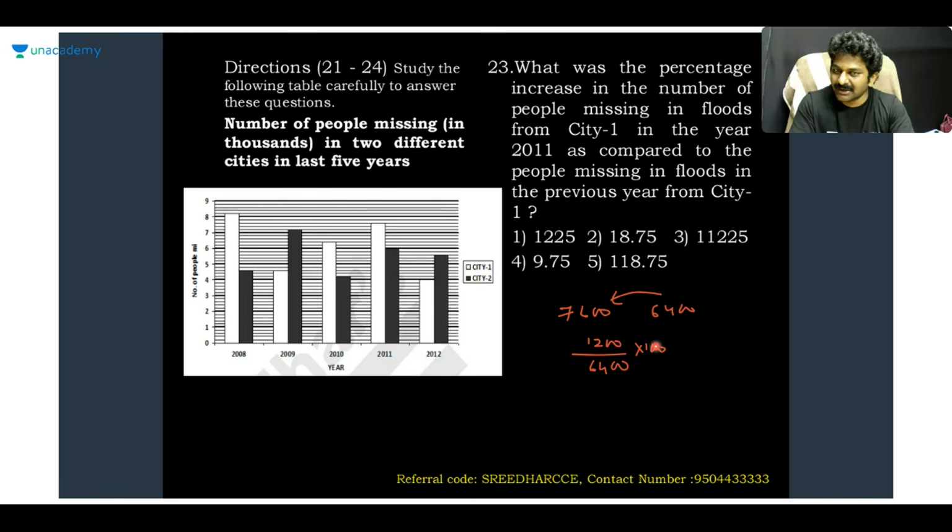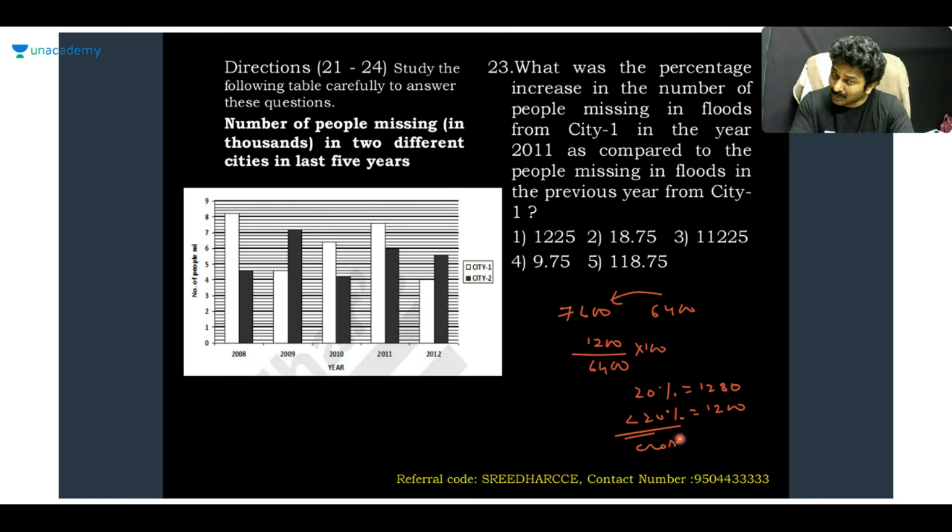Percentage into 100. Get the answer from denominator. What is 10% of denominator? 640. What is 20 percentage? 1,280. Our numerator is 1,200. If 1,280 is 20 percentage, then 1,200 will be less than 20 percentage, but close to 20 percentage. Second option, final answer.